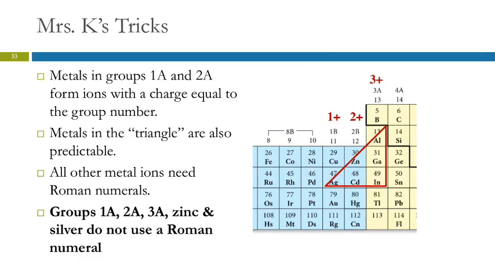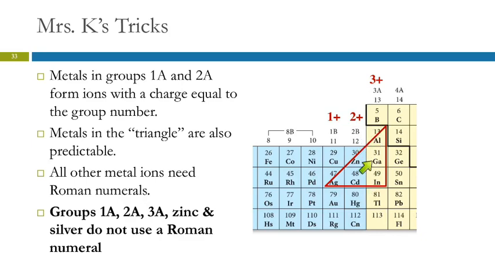So here are some tricks for these ions. The metals in group 1A and group 2A have ions with a charge that's equal to their group number. And that's really also the same for aluminum. This triangle here, these are also predictable. Aluminum, zinc, and silver are the ones that your book gave you. They didn't mention cadmium, indium, and gallium because they're really unusual.